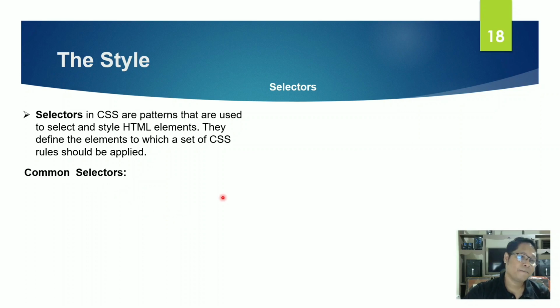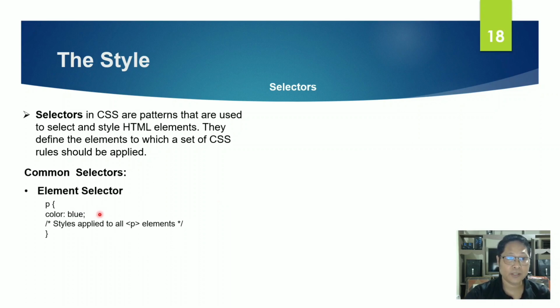So there are many common selectors like this one. The first is the element selector. This is the selector here, the P. We know that P is an element, so this is an element selector. For example, its declaration is the color, which pertains to the color of the text of the paragraph. So styles are applied to all P elements.